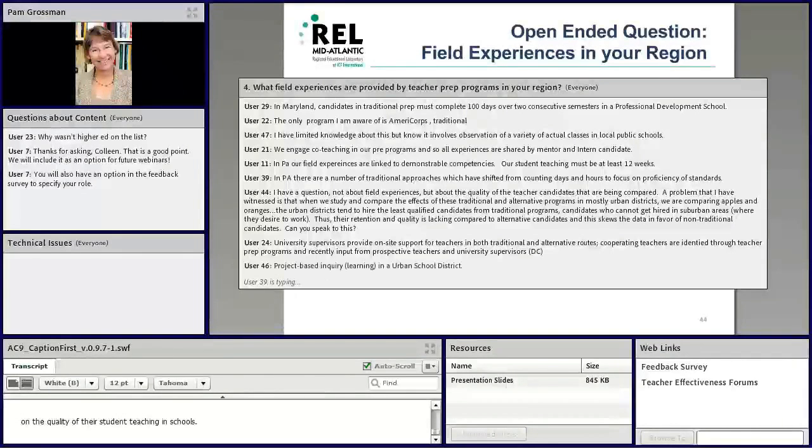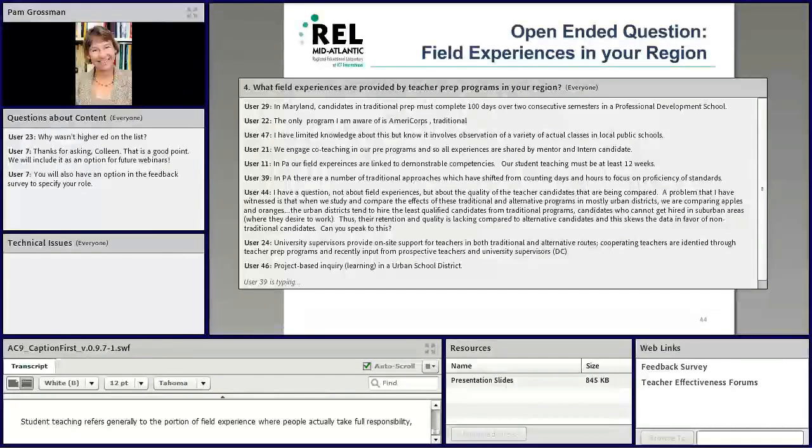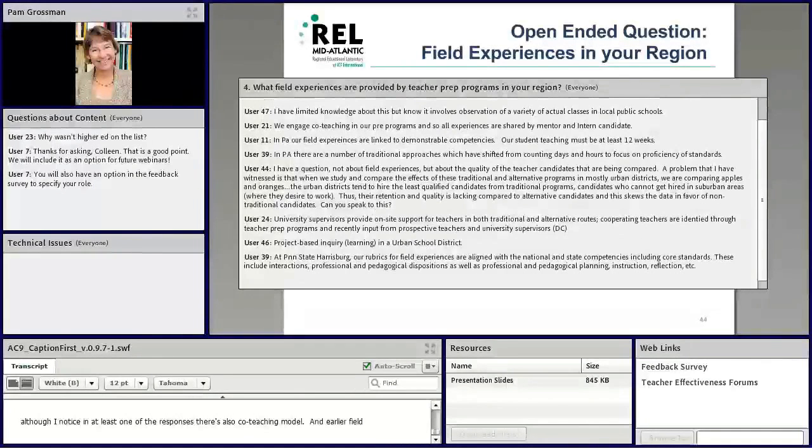Student teaching refers generally to the portion of field experience where people actually take full responsibility, although I notice in at least one of the responses there's also a co-teaching model. And earlier field experiences are times when the teacher candidates might be engaged in other kinds of activities and have less than full responsibility. So you're seeing a mix of that in the responses.